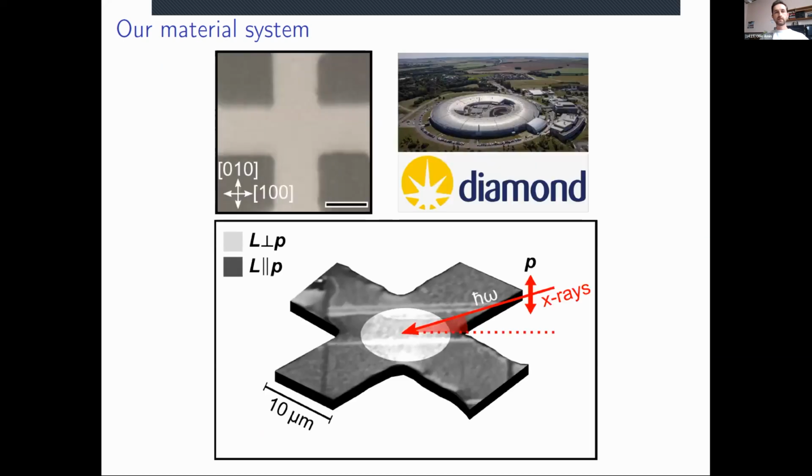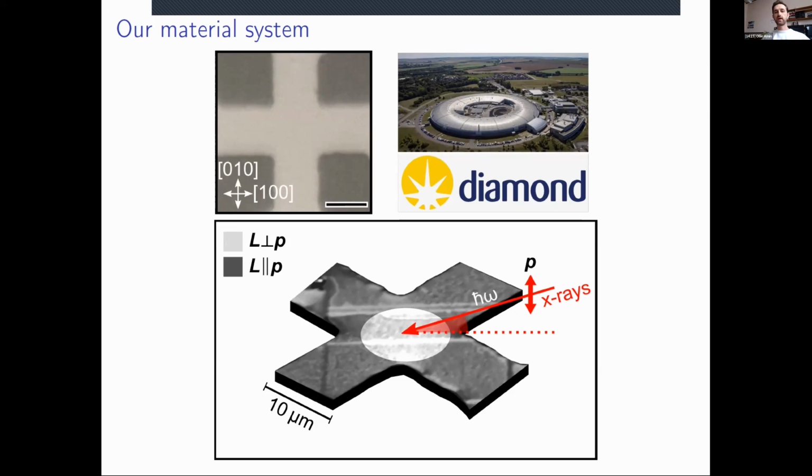So from this material, we have a layer which we pattern into a cross-shaped device, and the arms of the cross here are 10 microns wide. We pattern this cross using chemical wet etching, and then the arms of the device we electrically contact by bonding. So we're able to apply current pulses along these arms. And we travel with this device to a synchrotron facility called Diamond in Oxfordshire in the UK.